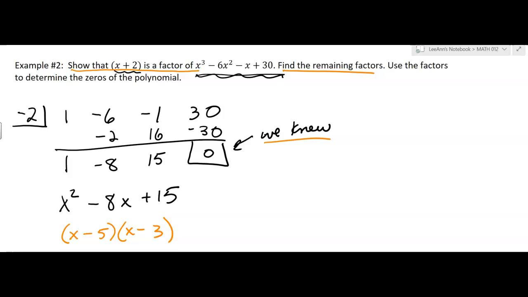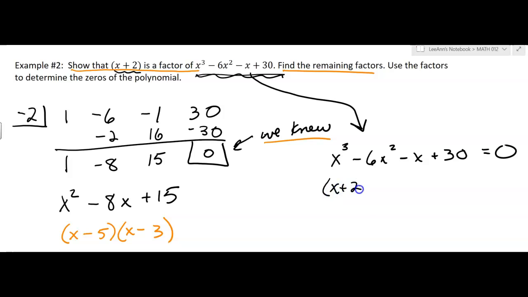So in other words, if I had this polynomial right here, and I said it's x cubed minus 6x squared minus x plus 30, and I wanted to set it to 0, I wanted to find the zeros of that polynomial. In the past, we didn't have techniques to do that for a higher degree. It doesn't factor just by itself. But because we know x plus 2 is a factor, we were able to get this polynomial as the quotient. So we divided the original polynomial by x plus 2, we got the quotient.